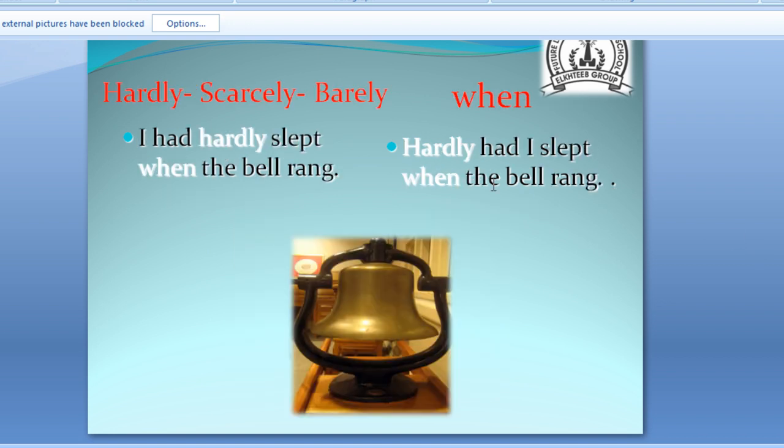Hardly, scarcely, and barely have the same usage, but the linking word is different. The linking word is when. I had hardly slept when the bell rang. Or hardly had I slept when the bell rang.